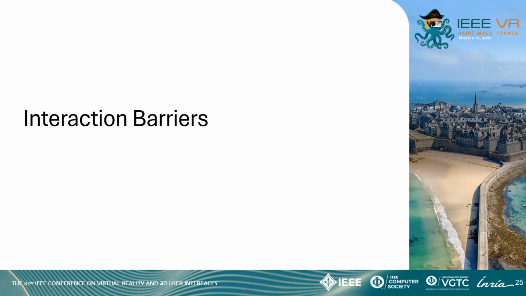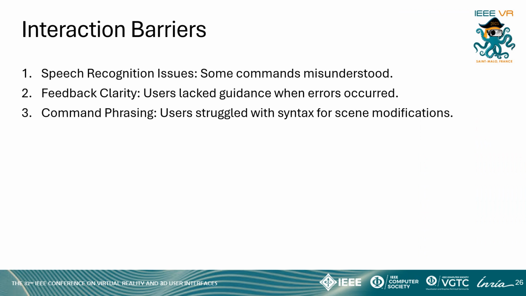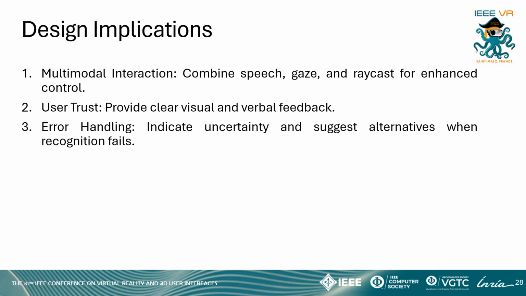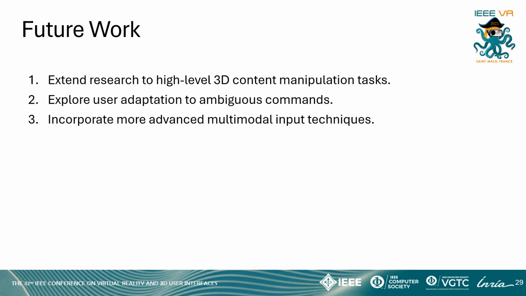We also summarize interaction barriers. These include barriers in speech recognition, barriers in the clarity of feedback provided, as well as barriers when users phrase their commands. Our study also provides implications for future designs. We confirm prior findings in multimodal interaction in the context of LLMs, and highlight the importance of mechanisms to build user trust and handle errors. These implications guide future work towards new directions, such as high-level 3D content manipulation tasks, techniques to resolve ambiguity, and measures to incorporate more advanced multimodal techniques.